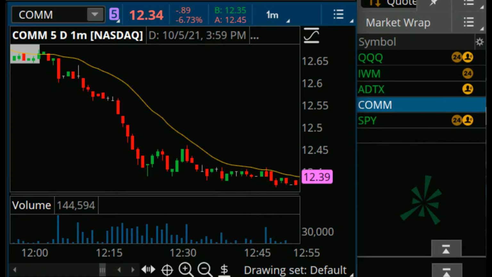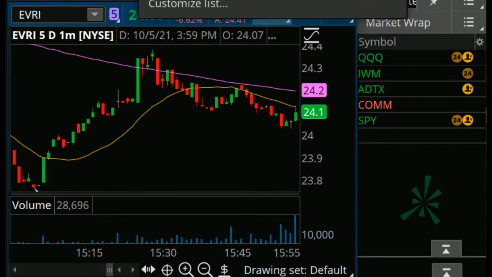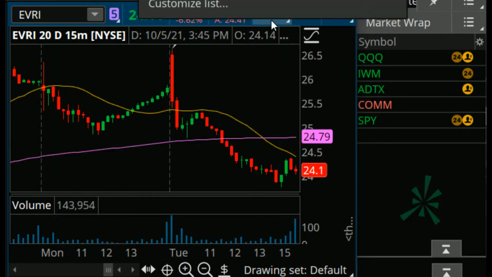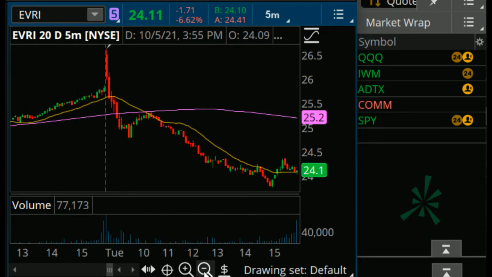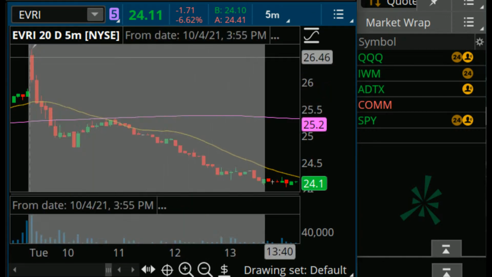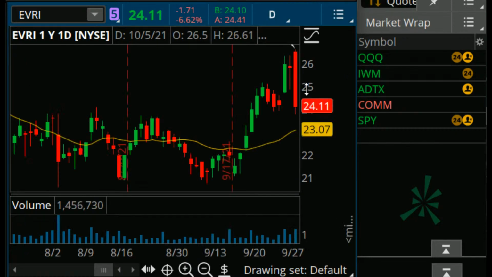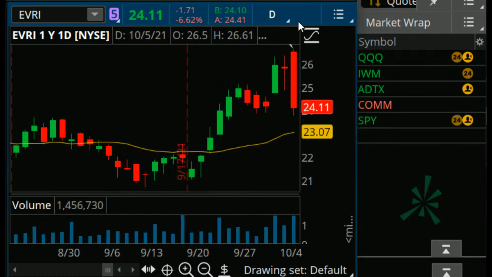There's one play I missed, and I'm a little bit disappointed that I missed it, and that was the EVRI. It just started triggering soon after I found it, and so I didn't really have a lot of time to make a decision. But yeah, I was thinking that this was a pretty good setup. We just went over this setup, actually, the strategy and the entry pattern last week in coaching.